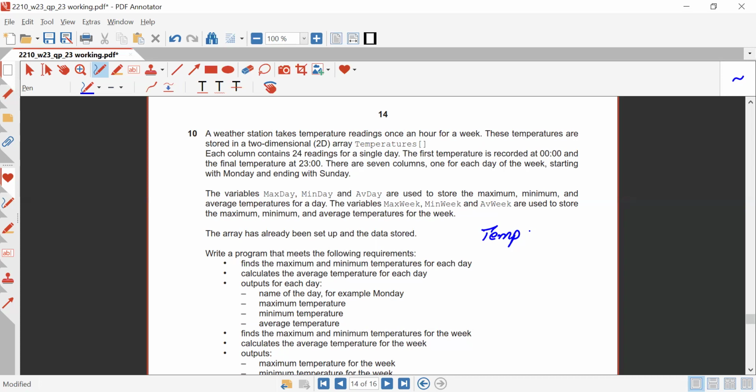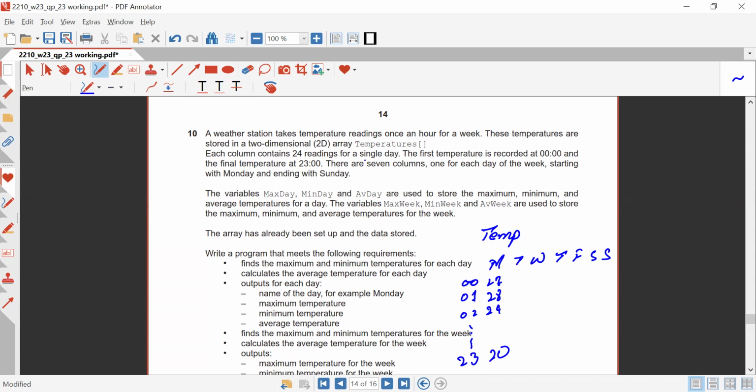So there are 7 columns in all, one for each day of the week, starting with Monday and ending with Sunday: Monday, Tuesday, Wednesday, Thursday, Friday, Saturday, and Sunday. And this is 0, 0. Then it's 0, 1, 0, 2, and so on till 23. So for Monday, for example, it's 27. At 0, 1, it's 28. At 0, 2, it's 29. At 23, it might be 20 only. So this is how it is stored.